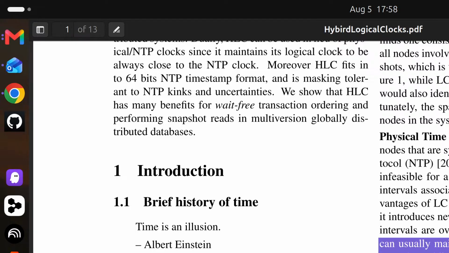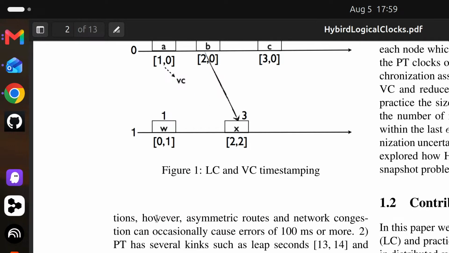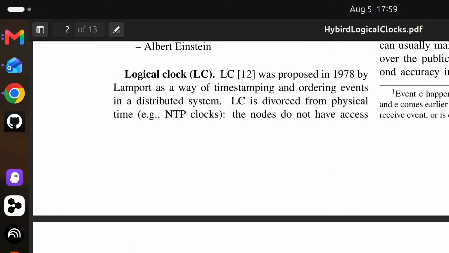NTP can usually maintain time to within tens of milliseconds over the public internet and can achieve 1 millisecond in a local area under ideal conditions. However, asymmetric routes and network congestion can occasionally cause errors of 100 milliseconds or more. So physical time has several kinks, such as leap seconds and non-monotonic updates, which may cause timestamps to go backwards. So let's understand this also, guys.